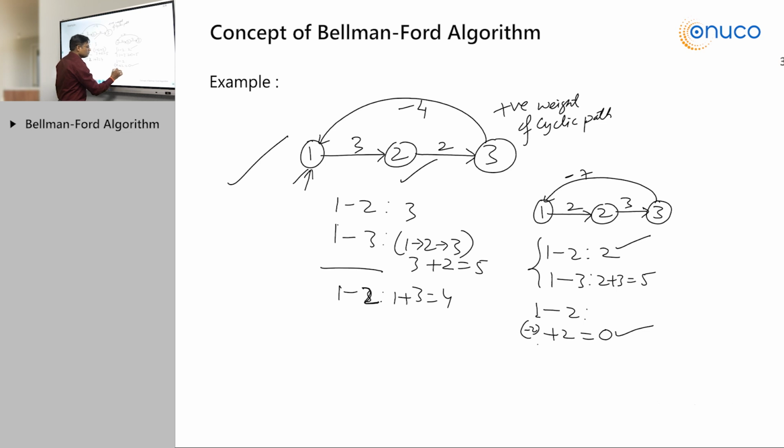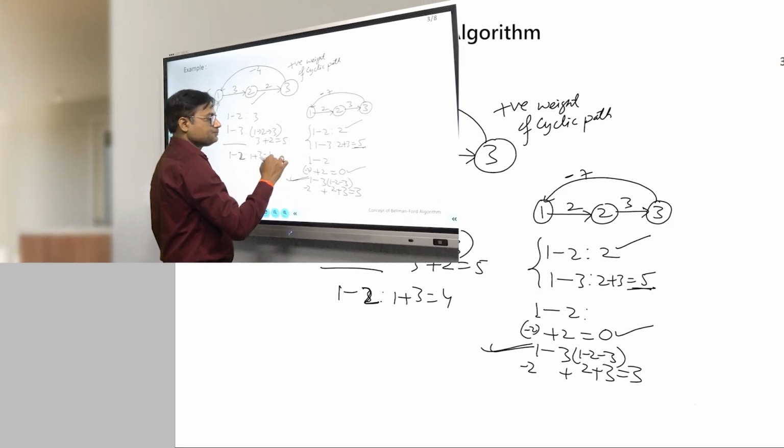Similarly, if you are going with 1 to 3, it means at 1 we have minus 2. 1 to 3 can be rewritten as either 1 to 2, 2 to 3. So here we have minus 3. And what is 1 to 2? 1 to 2 is 2, right? And 2 to 3 is 3. So the 2 got cancelled, giving 3 units. Look, here it was 5, 1 to 3 was 5. But in this particular case, 1 to 3 becomes 3 because of the negative cycle.